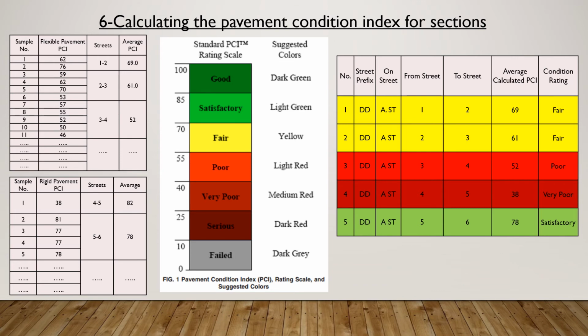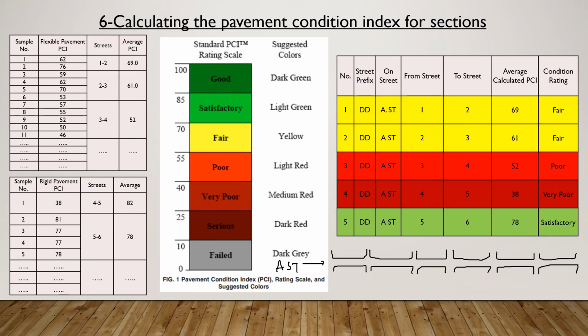Now let's see how to calculate the PCI for sections for a given road, and this is a real case study done in the United States. Let's draw our sections. For example, here these are our sections, and this is road A Street. The intersections with A Street are 1, 2, 3, 4, 5, 6, and 7.